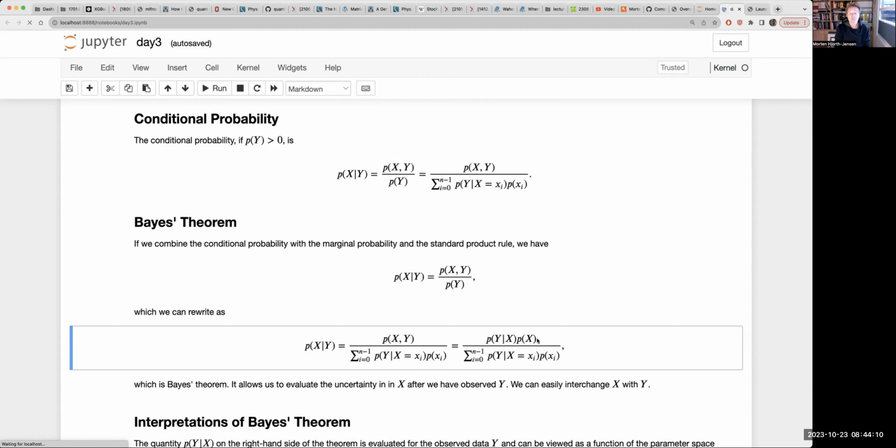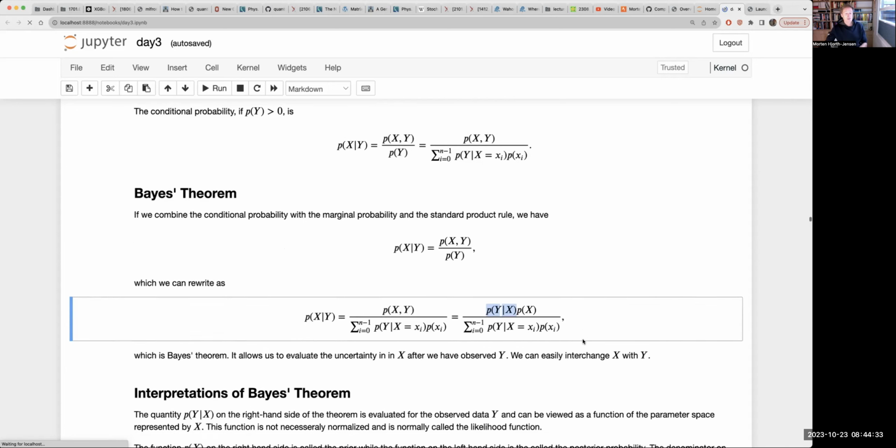In case P of X is given by a uniform distribution and P of Y is given by a Gaussian, then the resulting probability is also Gaussian, multiplied by a constant given by the normalization factor you have here and this uniform distribution, P of X.